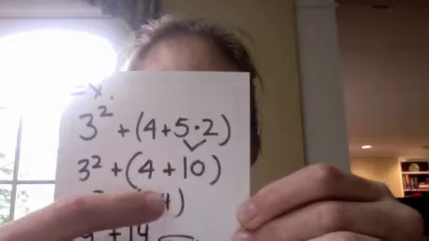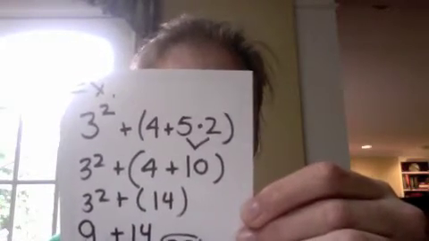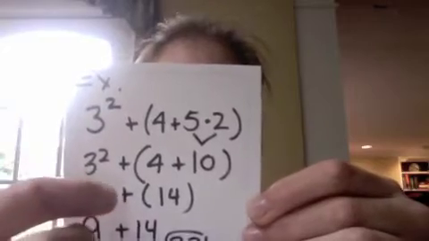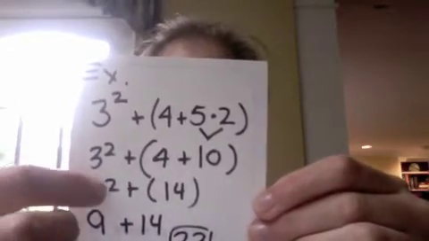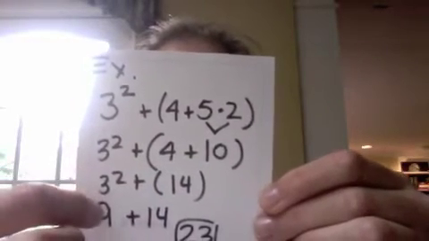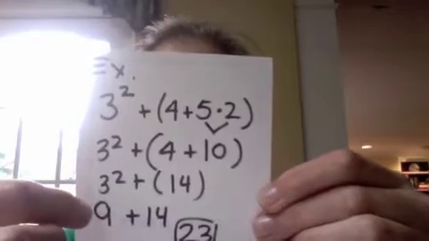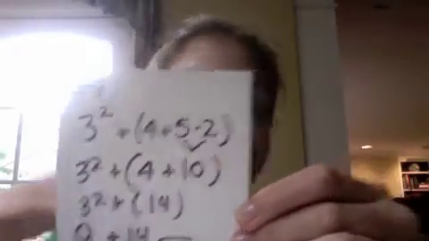I get 14. At this point, I could really drop the parentheses. I don't need them there because it's an addition problem, but I just kept them there for fun. And then I have 3 to the 2nd power plus 14. I do 3 to the 2nd power, which is 9, because 3 times 3 is 9. And then I do my final step of 9 plus 14, which is 23.